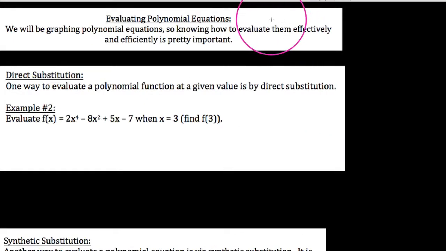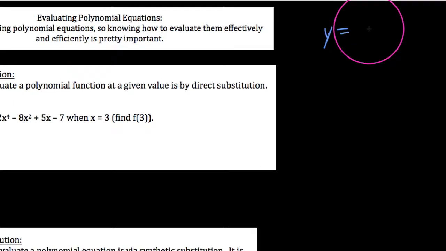In my last video, we defined what polynomial functions are. In this video, we're going to discuss, as a lead up to graphing them, how you would actually evaluate them given certain x values. So recall that a polynomial function is just some function y equals where we have a bunch of x's on the right.